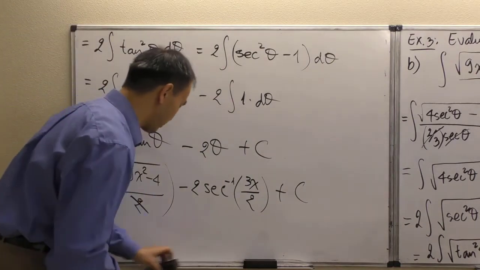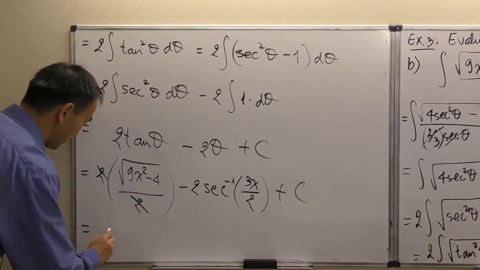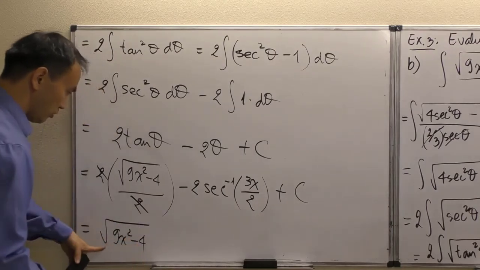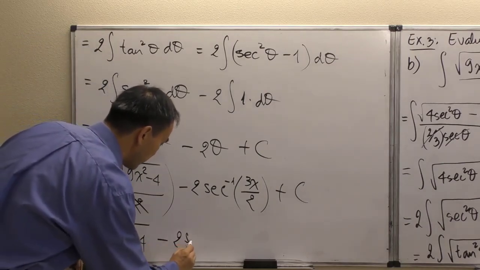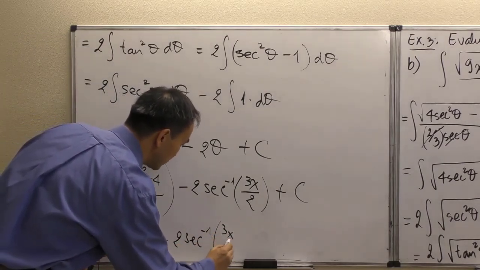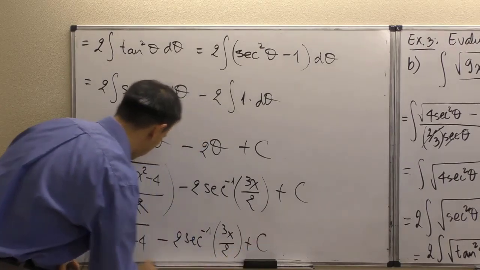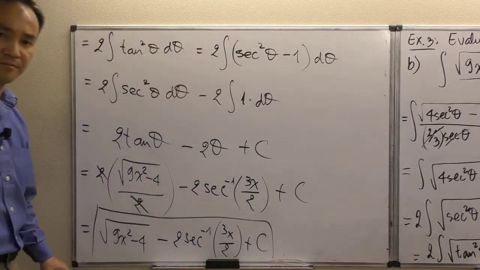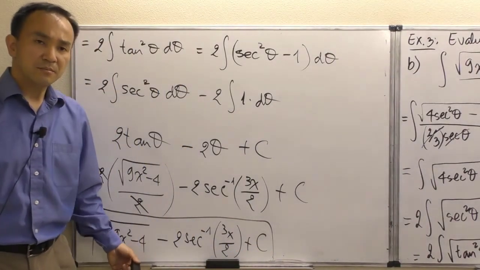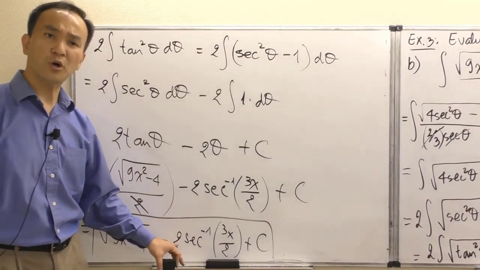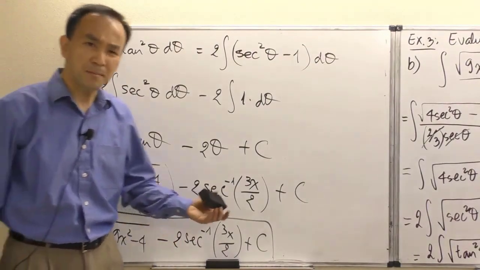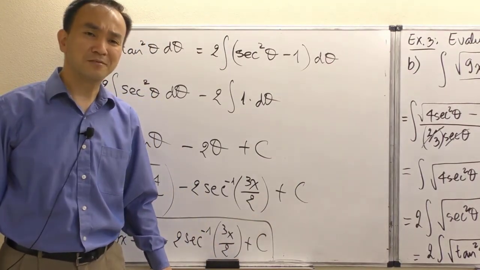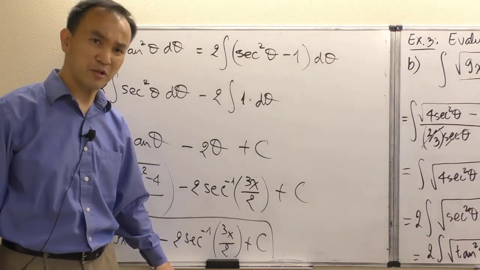My final expression here is square root of 9x squared minus 4, no more fraction, minus 2 times secant inverse of 3x over 2, plus c. All right, so that's one version. So what does that mean by one version? Because this is more common. But for me, personally, I don't have very good personal experience with secant, especially secant inverse.